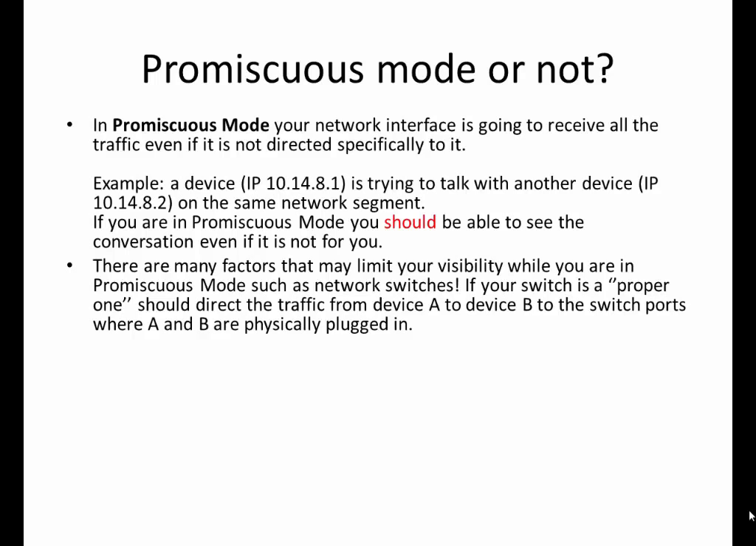So if they work well, you should not be able to see the traffic directed between devices that are connected to two different ports, because it should create a sort of channel between the two, so it's not broadcasting. You should not see that traffic, but there are ways to circumvent this issue.